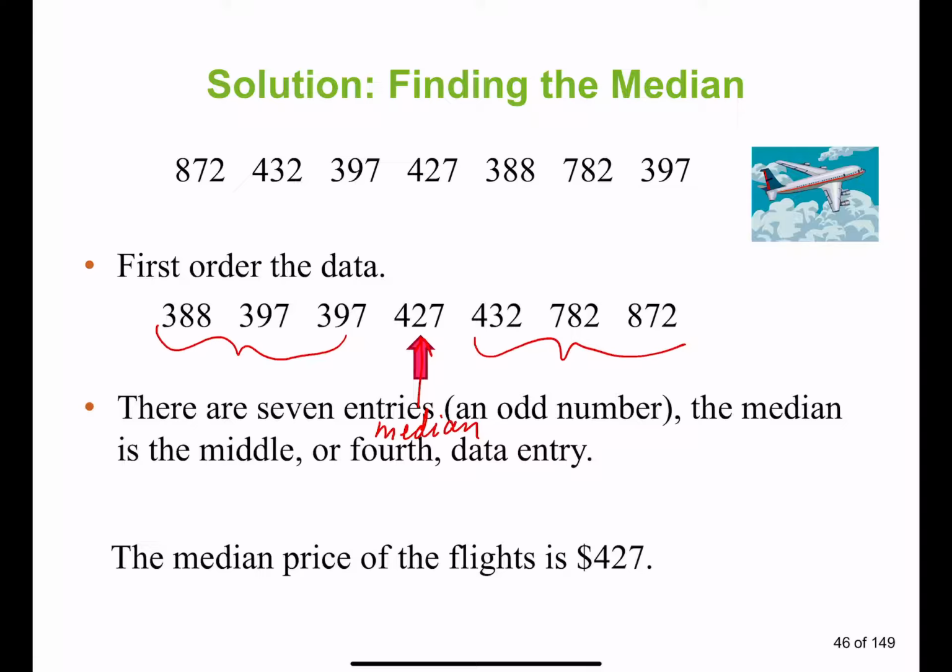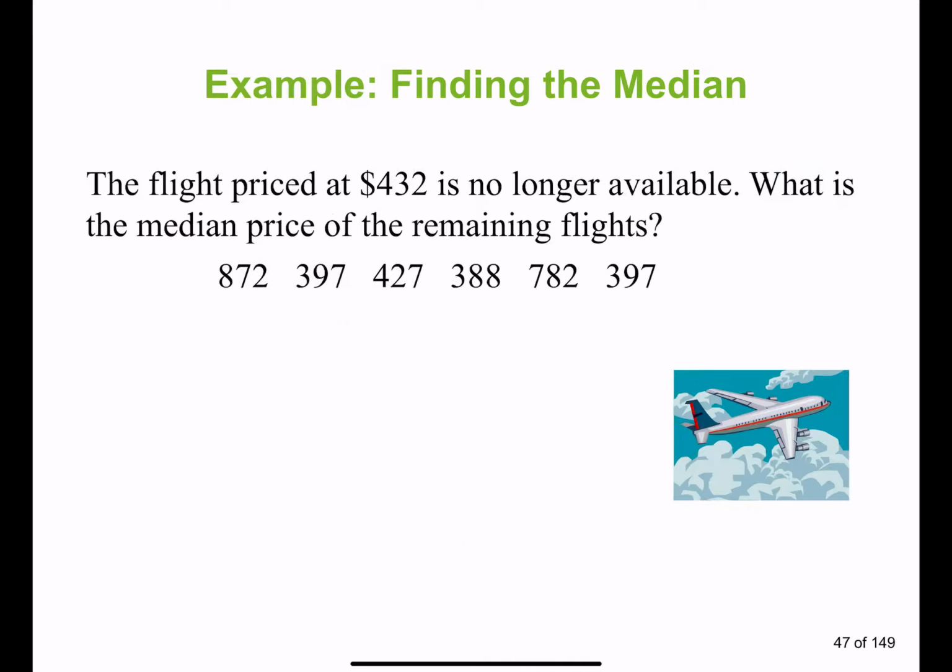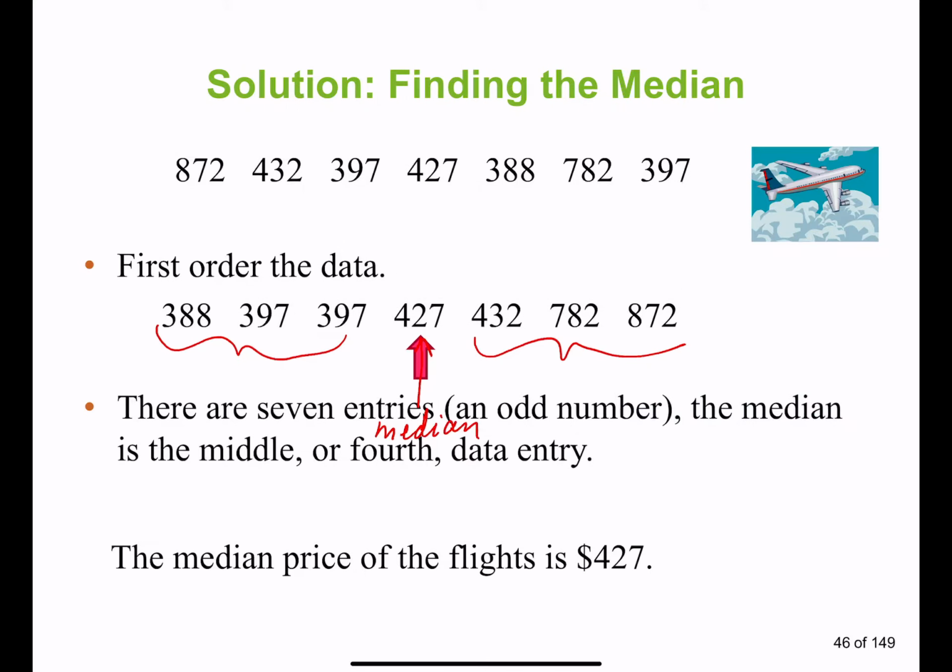Based on mean, it's $527.90. So big difference. Obviously, there is a big difference between median and mean. We will understand in a minute. I will explain. Okay, next, let's assume the $432 is no longer available. So we took off $432 ticket off because it's sold out.